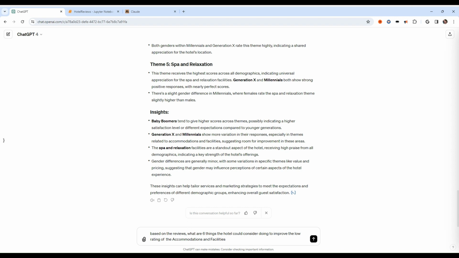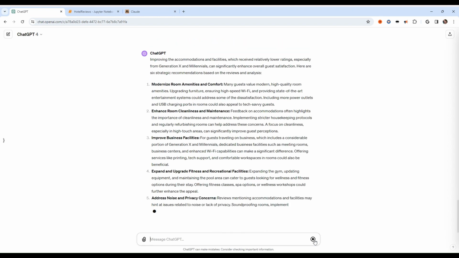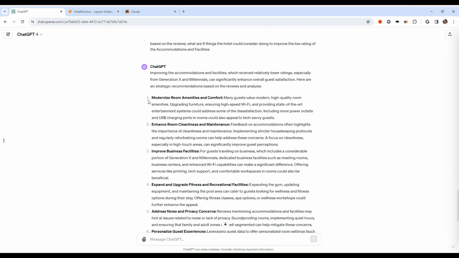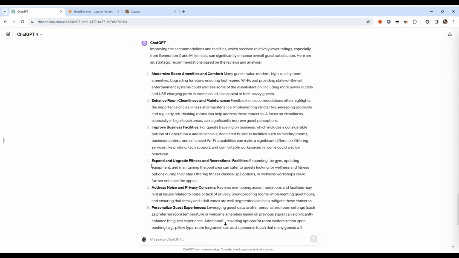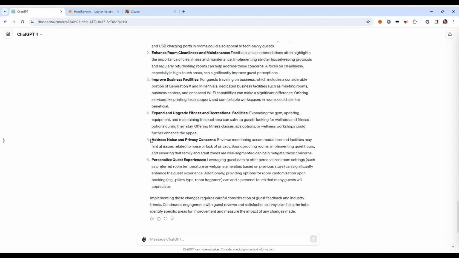Now that we have this data, let's zoom in to learn a little bit more about the issues we have with accommodations and facilities. So I'll ask ChatGPT, what are 6 things the hotel could consider doing to improve that low rating? Let's look over these recommendations. Modernize room amenities, enhance room cleanliness, improve our business facilities, expand and upgrade the fitness and recreational facilities, address noise and privacy concerns, and maybe personalize the guest experience.